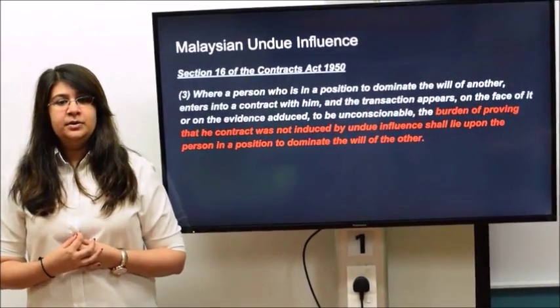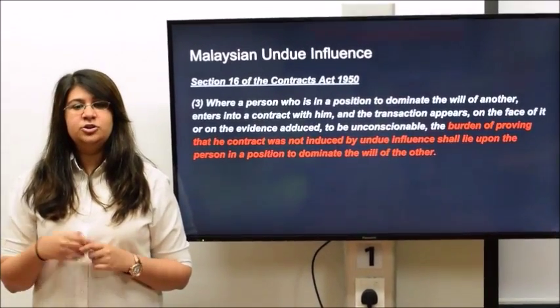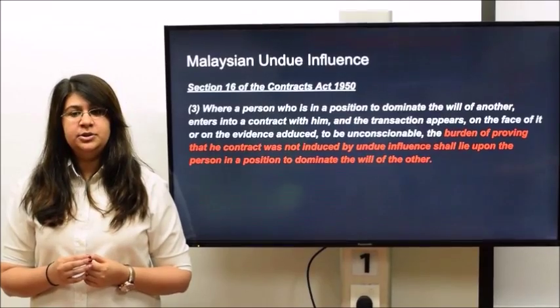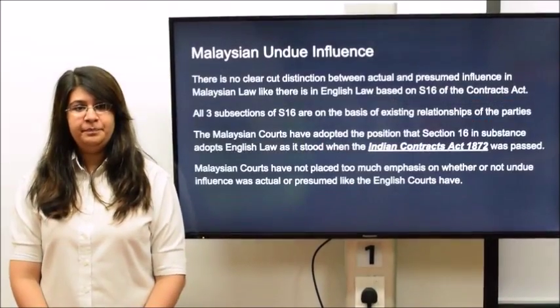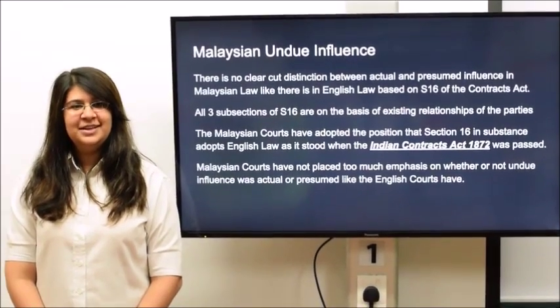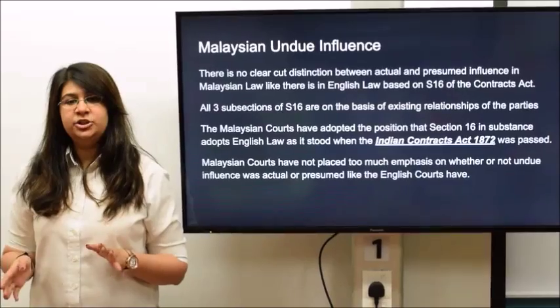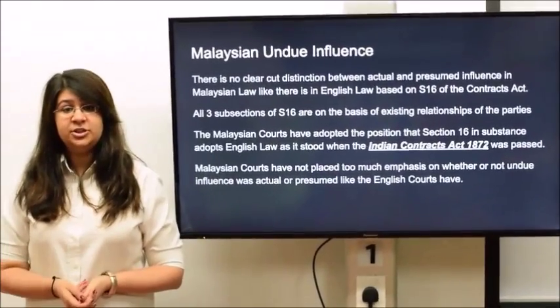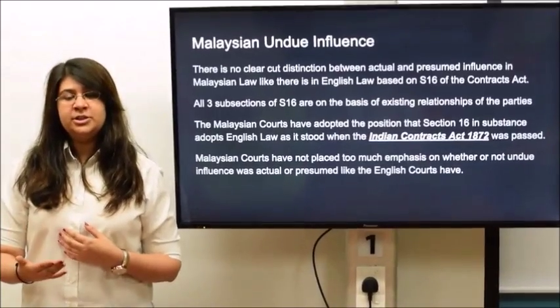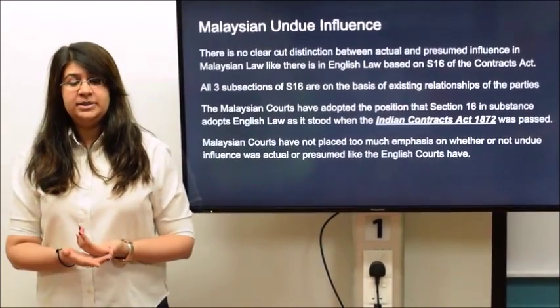Subsection 3 shows that the burden of proving that the contract was not induced by undue influence shall lie upon the person in a position to dominate the will of the other. Under Malaysian undue influence, there is no clear-cut distinction between actual and presumed undue influence like there is in English law, based on section 16. All 3 subsections of this section are on the basis of existing relationships of the parties.